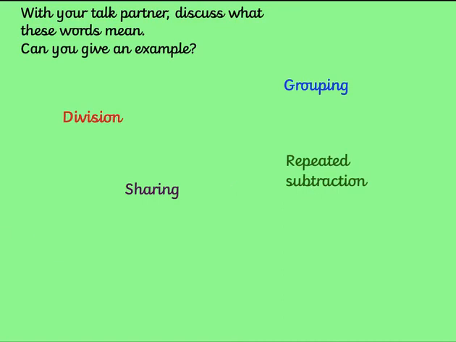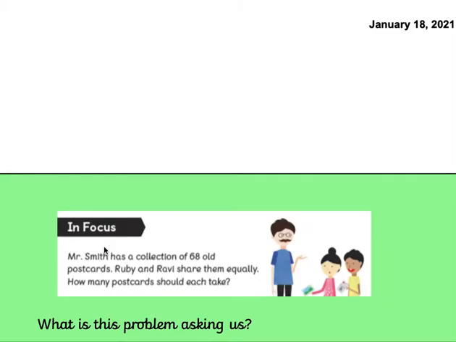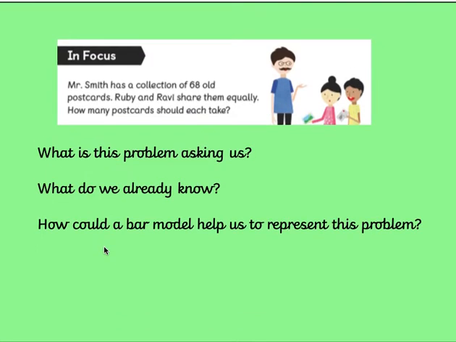Right, let's get on with our Maths No Problem. Starting with our in focus task. Mr. Smith has a collection of 68 old postcards. Ruby and Rabbi share them equally. How many postcards should each take?